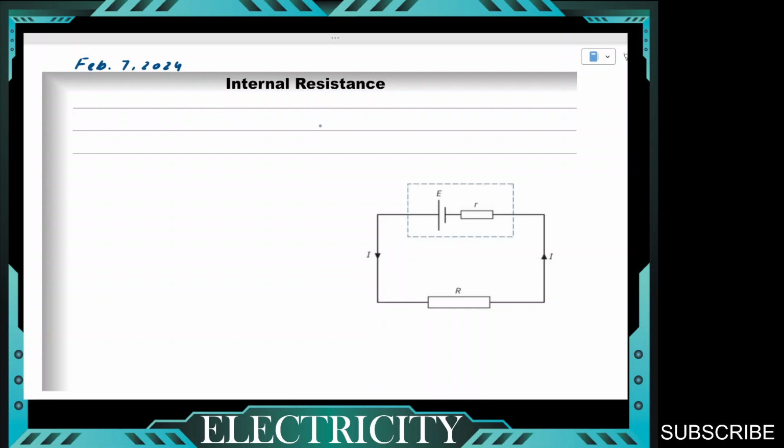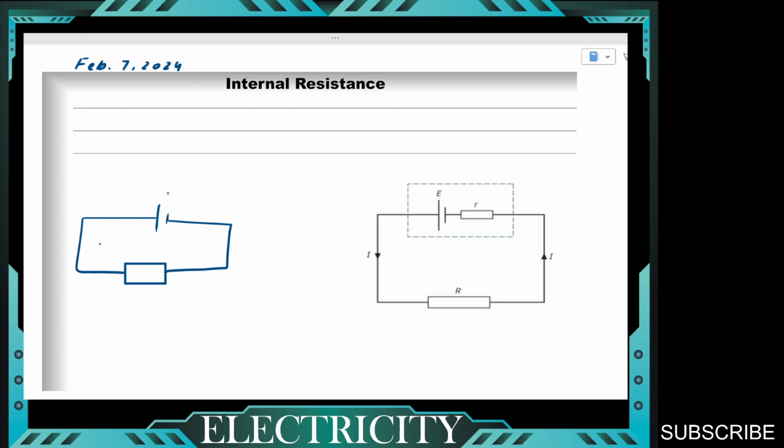As we define the internal resistance, let me introduce this thing. So we have a battery, or even a single cell. For example, we have a single cell, and along with that we have a resistor connected in series with it, and that completes the circuit.